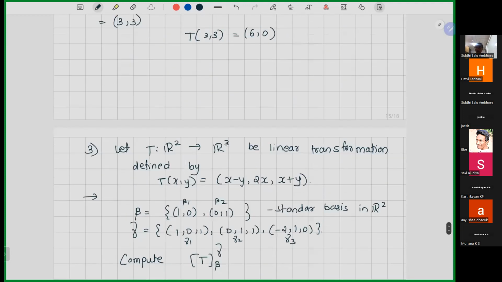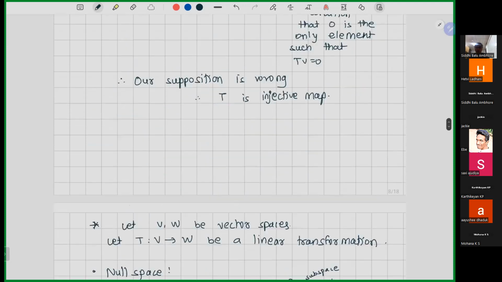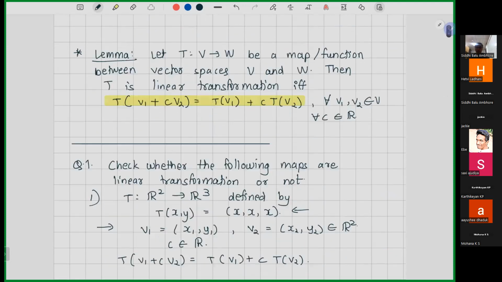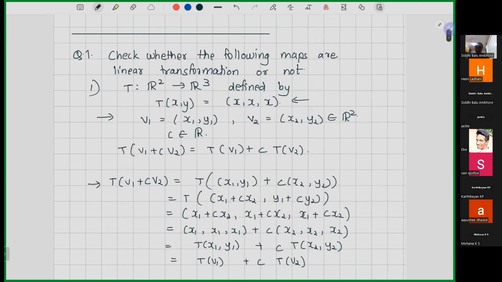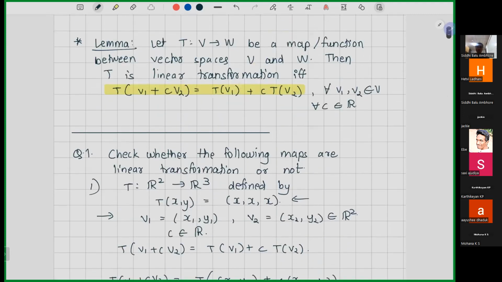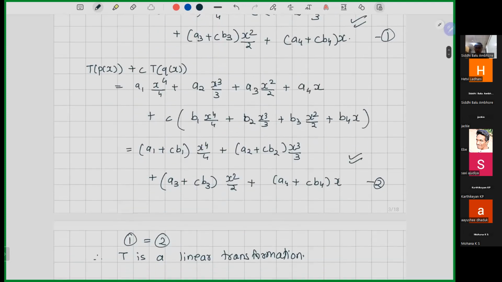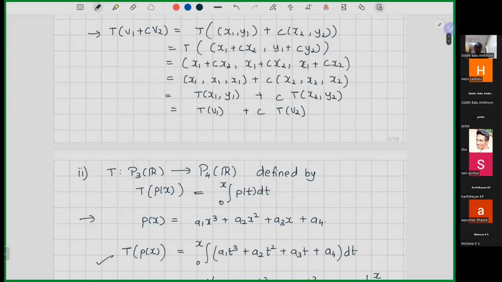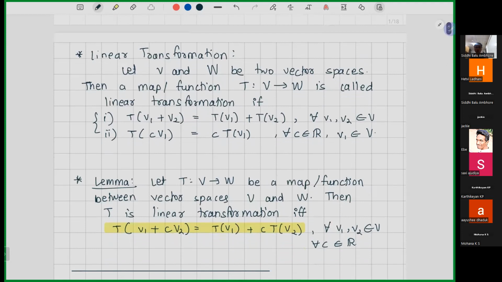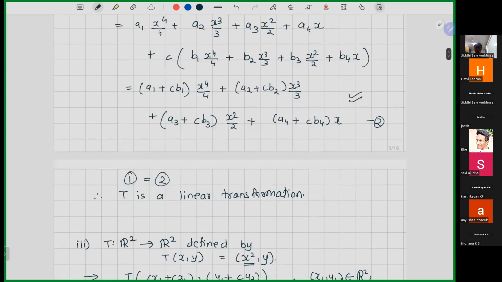Okay, so I will just quickly go through everything. The first question was about the linear transformation, how to find it. This was the theorem which we used, that T of V1 plus CV2 is equal to T of V1 plus C T V2, to check all the linear transformations which we obtained. This was because of the lemma which we proved, that checking this condition is enough to check whether the given map is a linear transformation or not.